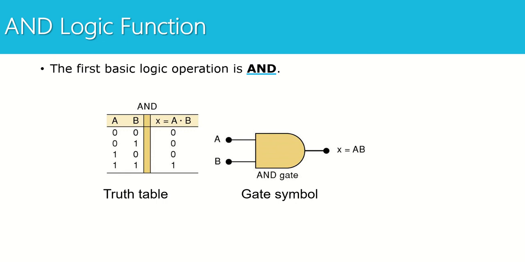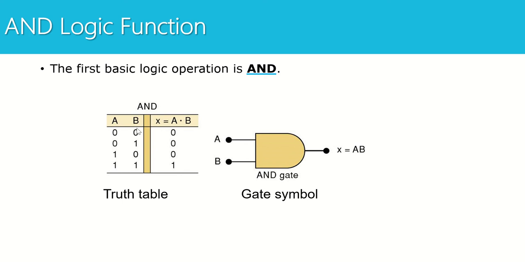First, you'll see on the screen we have a truth table and a symbol. All right, so the truth table describes how the AND gate is going to operate. The symbol is what the AND gate looks like when we draw it on a schematic. The AND gate has two inputs, A and B, and it has an output that we're going to call X.